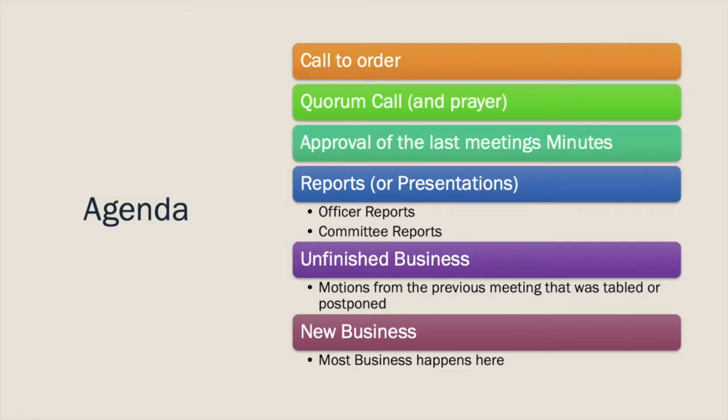Unfinished business: anything that wasn't finished or disposed of in the previous meeting automatically appears at the next meeting under unfinished business. So if there's a motion that was tabled at the previous meeting for the next meeting, it'll automatically appear under unfinished business. Then, of course, there's new business. So you always deal with unfinished business first, and then you deal with new business. New business is where business happens. That is where you introduce proposals, and things actually happen. And then at the end of the meeting is when you adjourn.